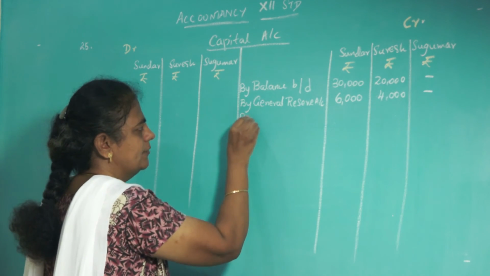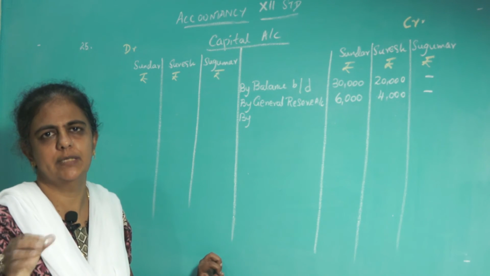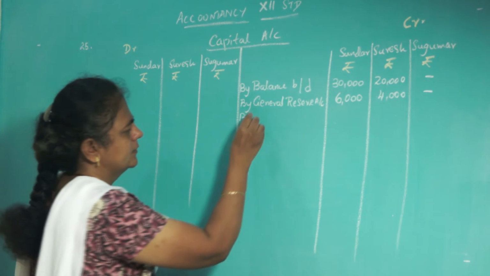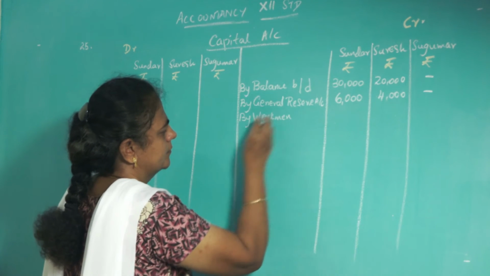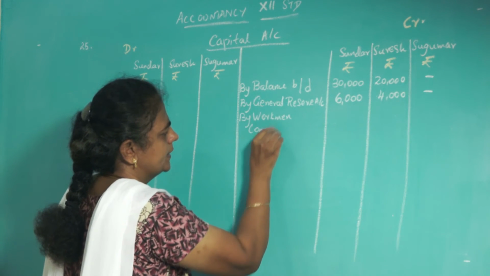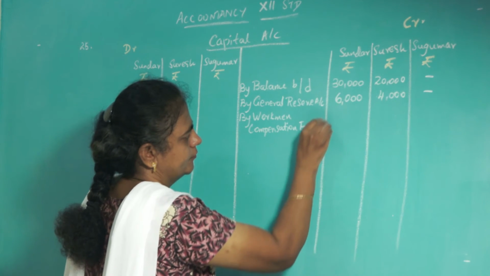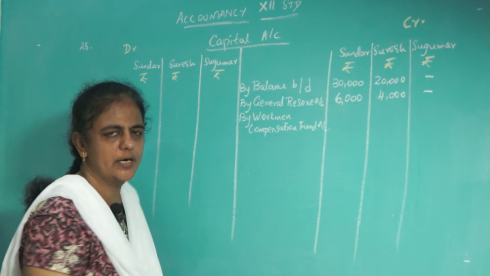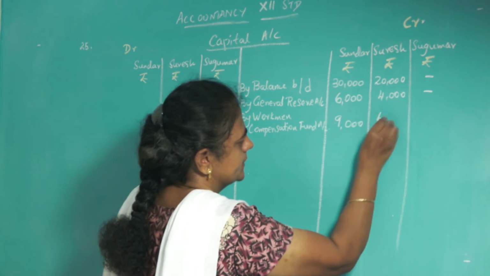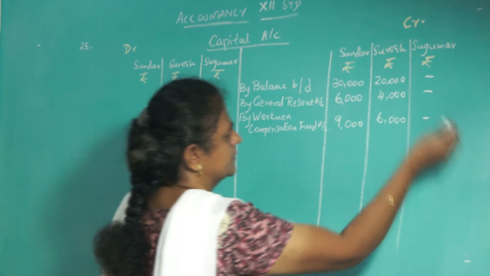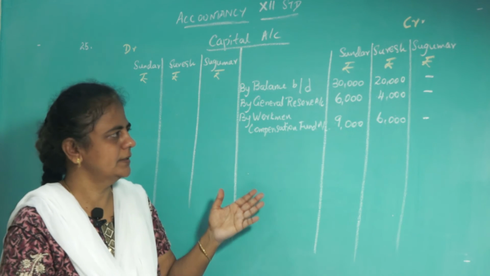Then see whether there is any fund or anything else given on the liability side. Yes, workmen compensation fund is given. How much is that? Total 15,000. So write workmen compensation fund account. 15,000 divided in the old ratio, that is 3:2, will give 9,000 and 6,000. Then see whether anything else is there. Apart from this, nothing is there.